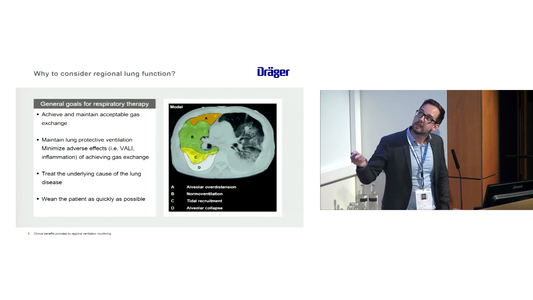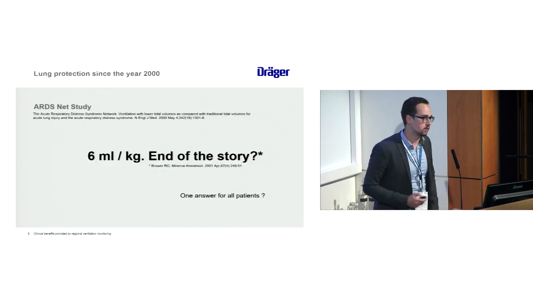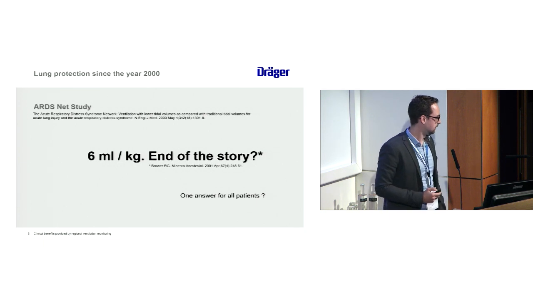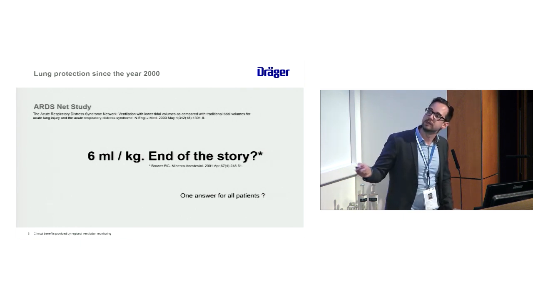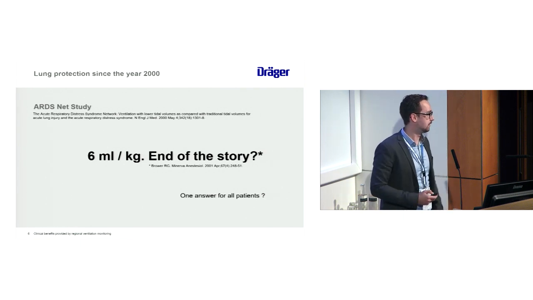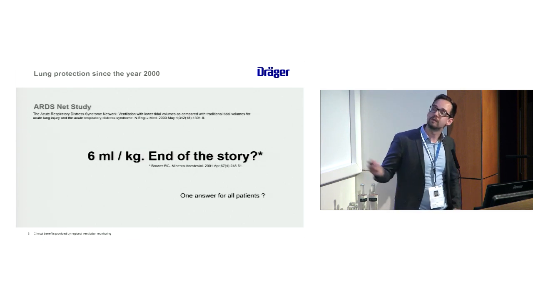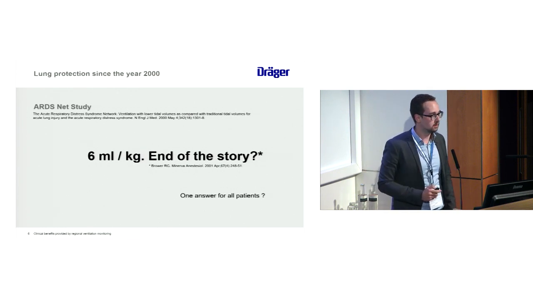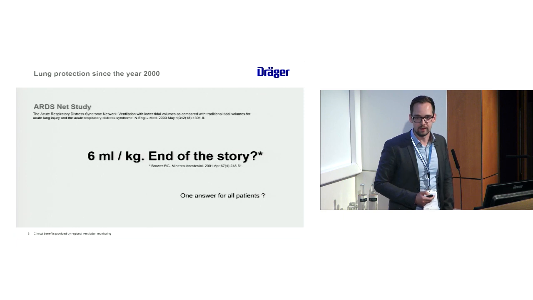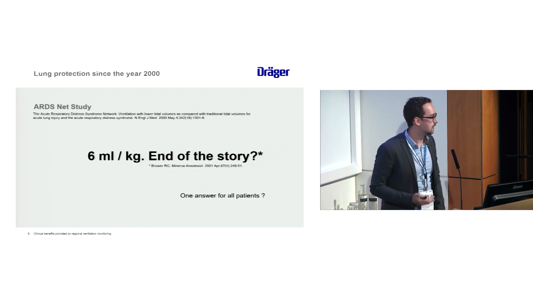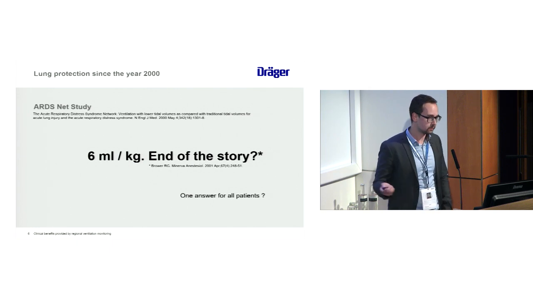So we already talked about this quite extensively. The results of the ARTSET study are quite clear, as you've seen before. But is this the end of the story? I mean, 6 ml per kilogram. Do we have this one-size-fits-all solution? I think we already know the answer, and this is, of course, no. We need to truly personalize the ventilation strategy.